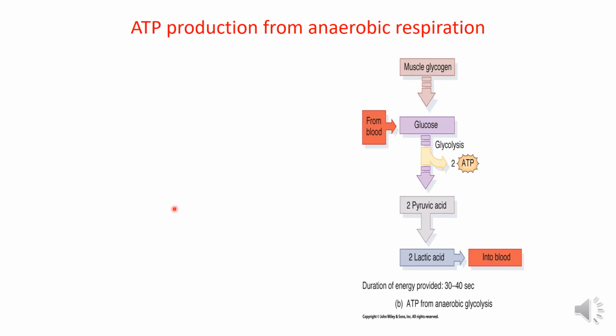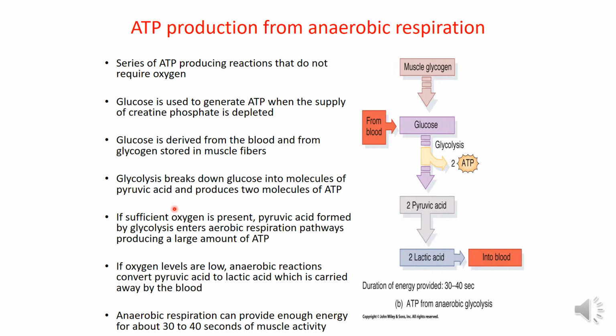When the muscle needs a large amount of energy with absence of oxygen or insufficient supply of oxygen, the muscle is going to produce energy from anaerobic oxidation, or anaerobic glycolysis, where the glucose gives two molecules of ATP, plus 2 pyruvic acid that's going to be transformed into lactic acid.